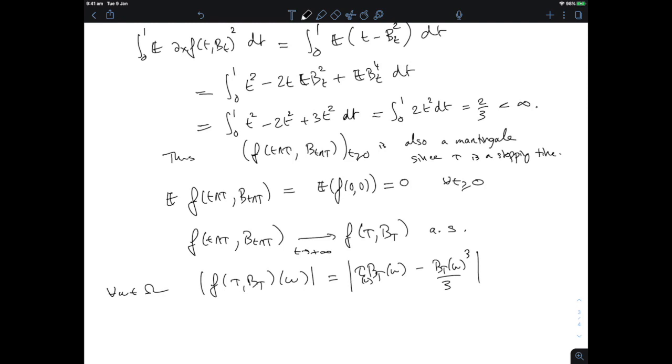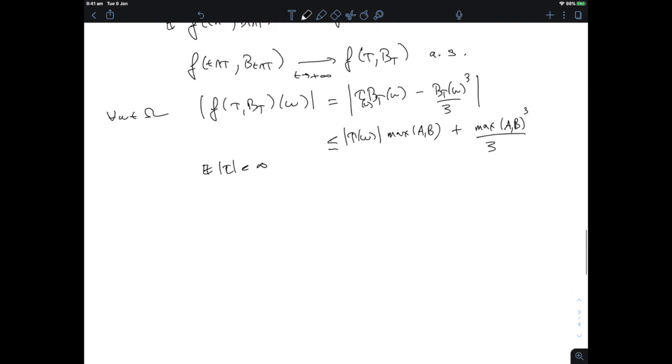So what can I say about that? Well, beta is always smaller than the maximum of A and B. So this is smaller than tau of omega times the maximum of A and B plus the maximum of A and B cubed divided by 3. And now the point is that tau is in L1. That's something we've already proven. In fact, tau is almost surely non-negative, and its expectation is A times B.